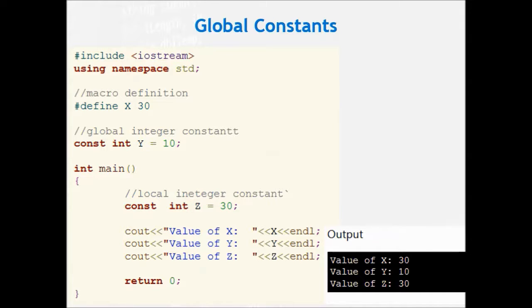We clearly see in the output that when we show the values of x, y, and z, the value of x is equal to 30 as we defined it as a macro, and the value of y, as we defined it as a global constant variable and passed it a value 10, shows a value 10, and we are also able to use it in the program. So in the last, our local integer constant variable z, we pass it a value 30 and it shows on the screen z is equal to 30.